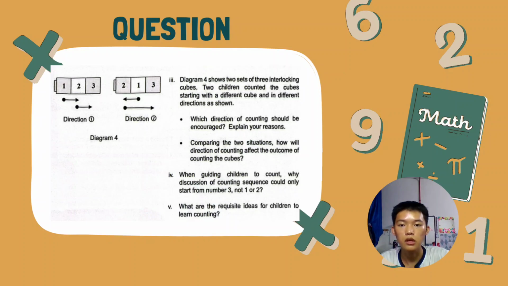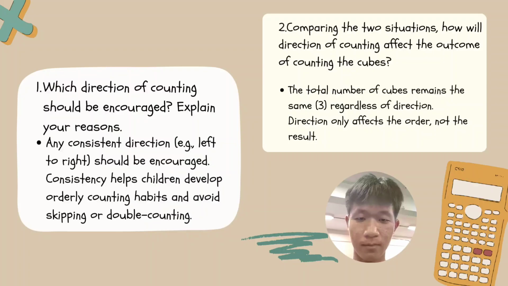Question 4 is, when guiding children to count, why can the discussion of counting sequence only start from number 3, not 1 or 2? Question 5 is, what are the requisite ideas for children to learn counting? Which direction of counting should be encouraged?